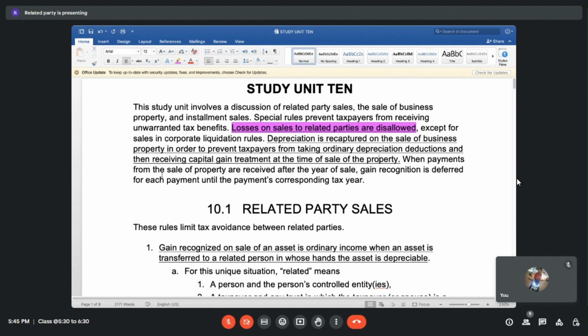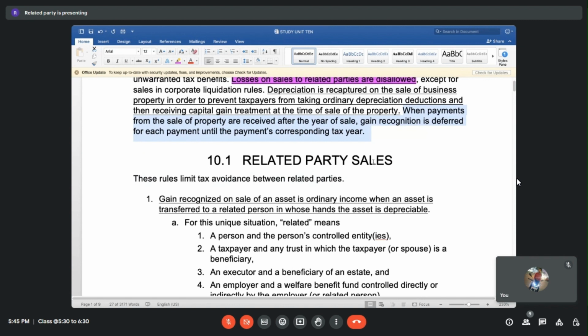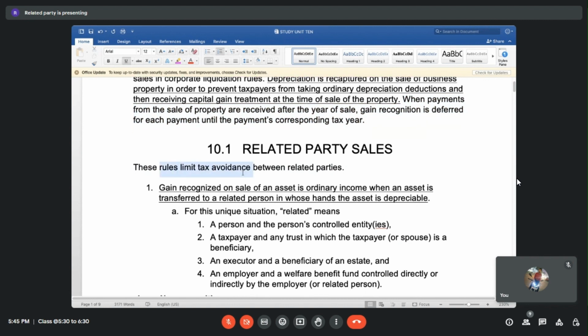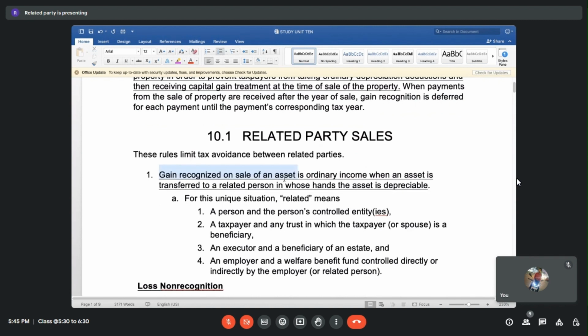When payments from the sale of property are received after the year of sale, gain recognition is deferred for each payment until the payment's corresponding tax year. Okay, this line is talking about installment sales, so we'll focus on that later. Let's look into related party sales. What they're saying is there are certain rules that will limit the taxes. First rule: gain recognized on sale of an asset is ordinary income.